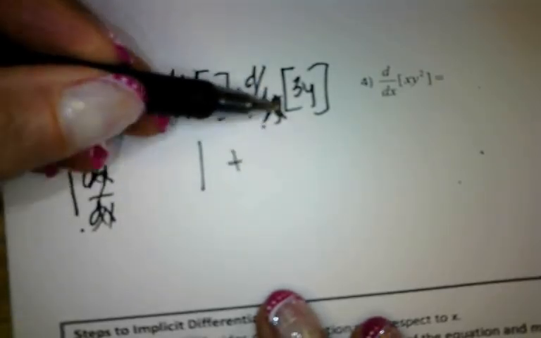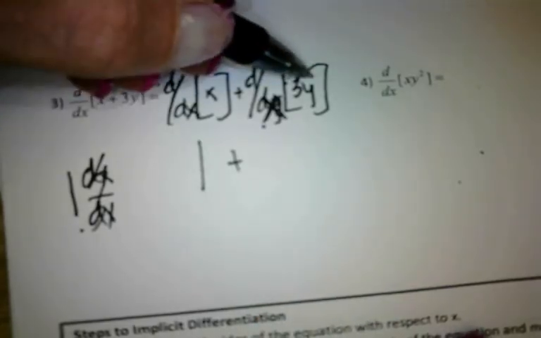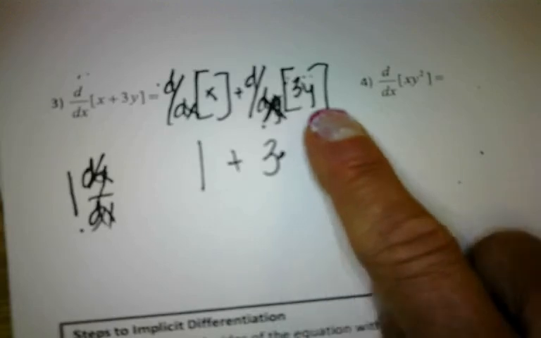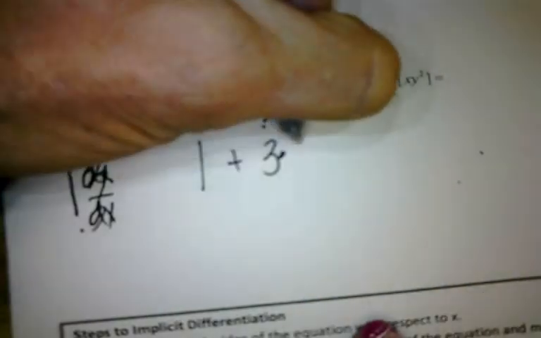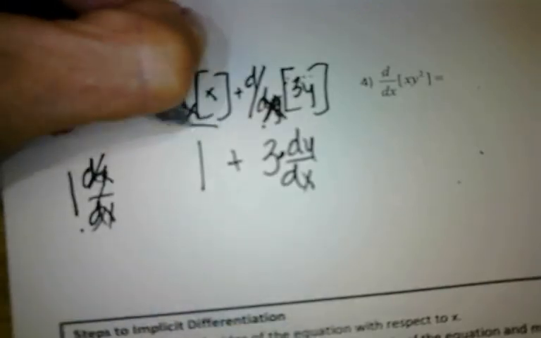So this derivative is just 1 plus the derivative in terms of x of 3 times y. We first think the outside function is 3 times something, so that derivative would be 3, and then you multiply by the derivative of the inside, which is y, and that's dy over dx. So the derivative of x plus 3y would be 1 plus 3 dy over dx.